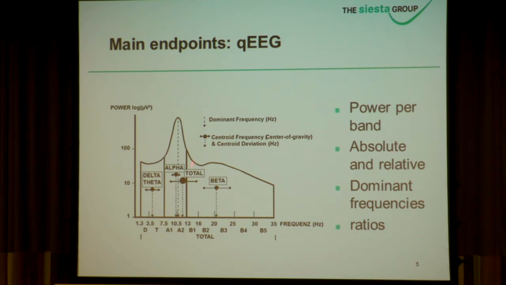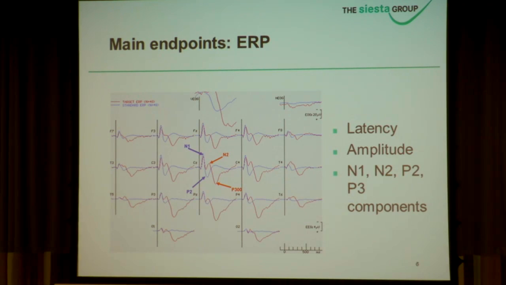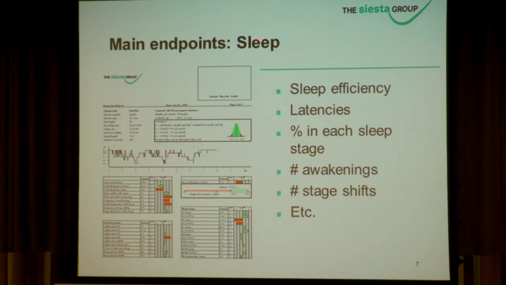The endpoints we saw already in the previous talks, what variables we can take out of the EEG. All kinds of power measurements you typically divide into bands. We've seen that already. You can look at absolute power or relative to the others. In event-related potentials, we have the different latencies of the components and their amplitudes. And we have a whole bunch of variables from sleep that we can also take into account.